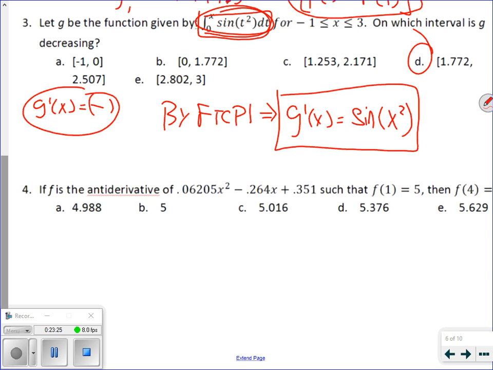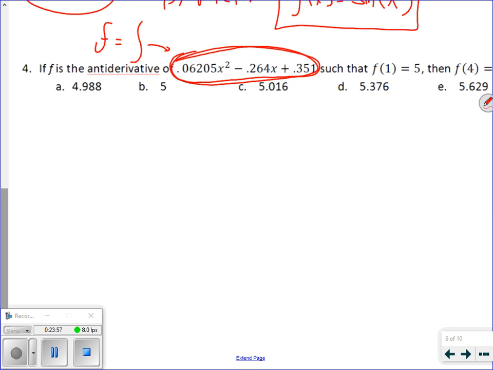And then lastly, it says if f is the antiderivative of this, so f is equal to the integral of this, such that f of 1 equals 5, then f of 4 equals what? So if I were to take the integral of this over a specific amount of time, it shows me how much I've changed, how much have I accumulated from one time to the other. So anytime I want to know a new value, I need to have an initial place to start. So think about this. At a value of, maybe think of it as time equals 1, I'm at a position of 5.